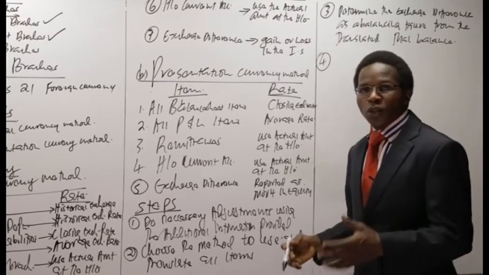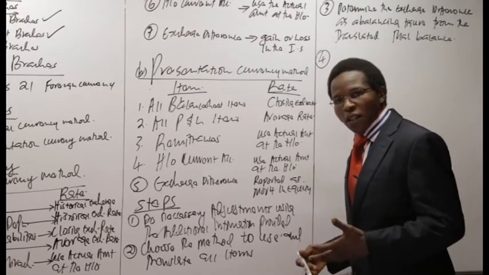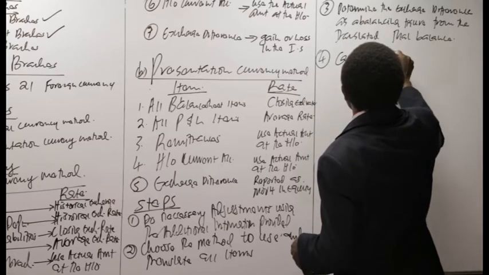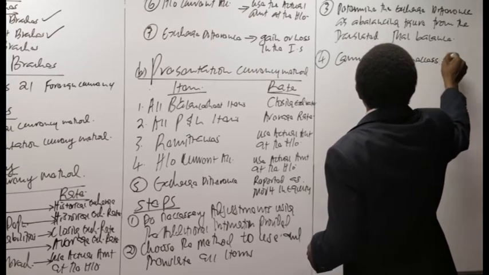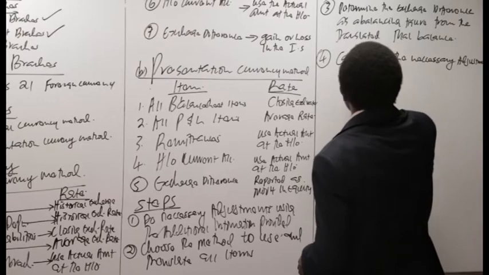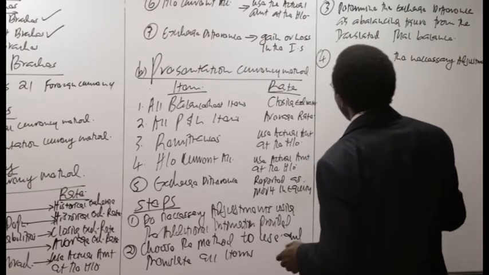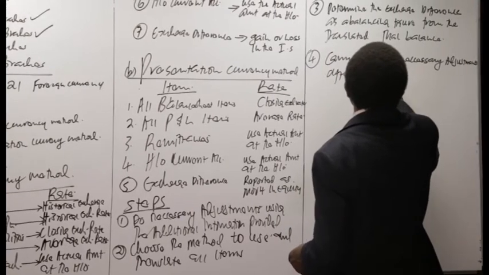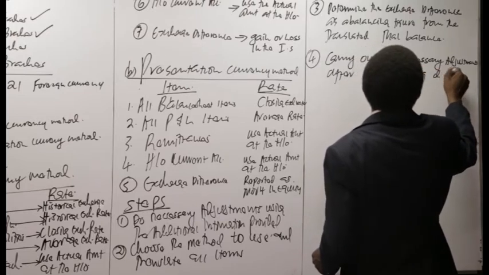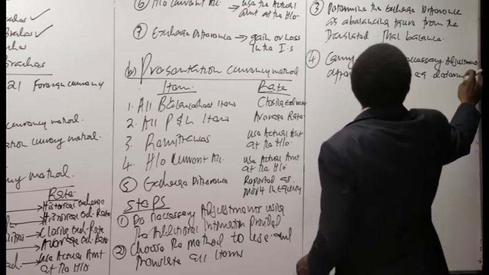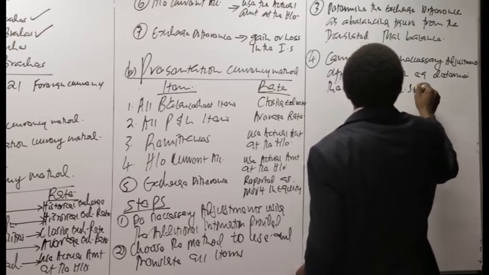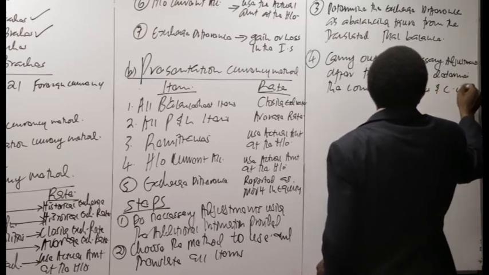Then 4, use the reporting currency to prepare the financial statements. We can easily say carry out the necessary adjustments after translation, e.g. determine the combined closing stock and cost of sales.